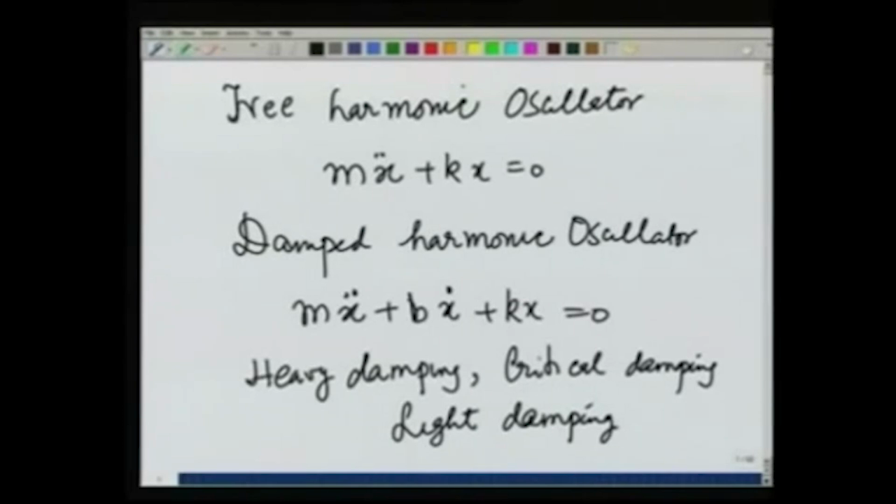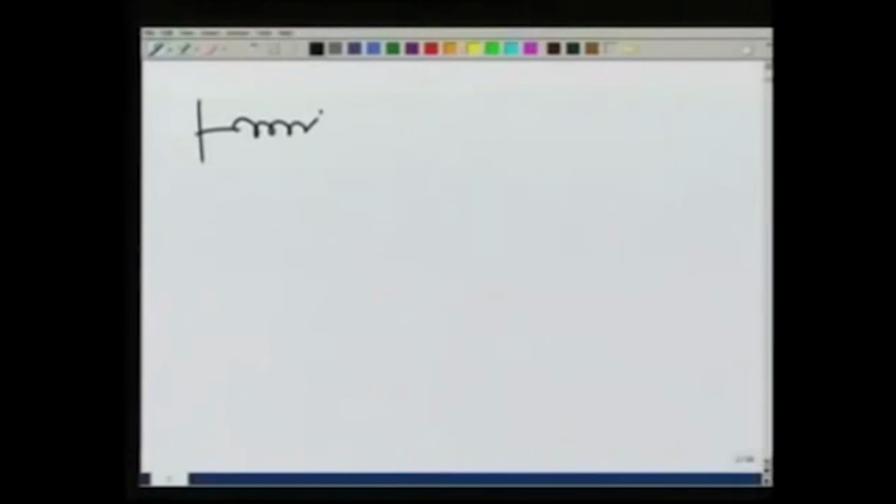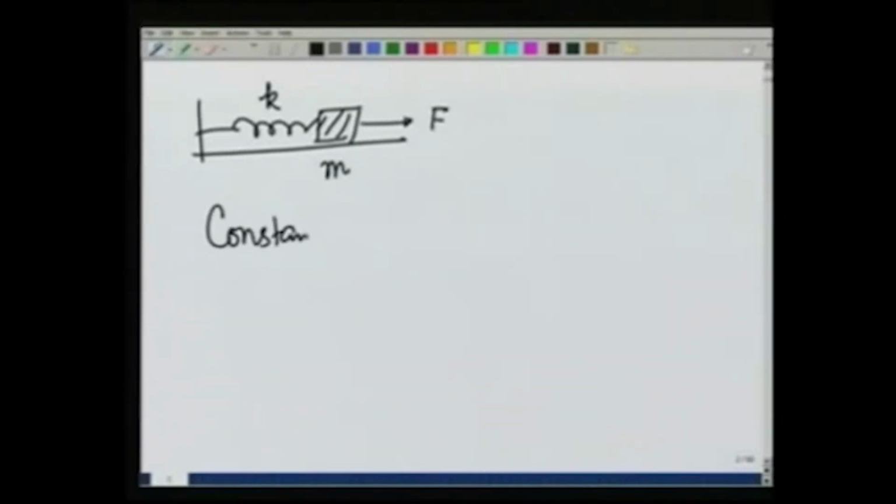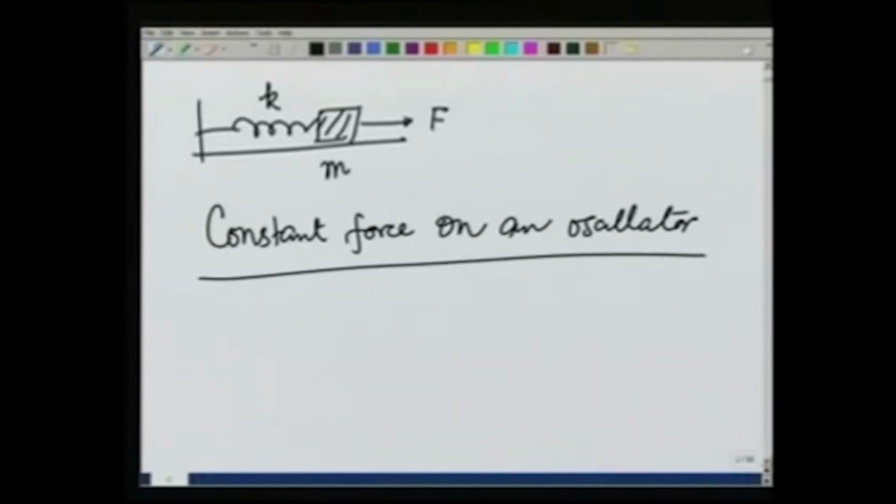In today's lecture, we are going to look at another aspect of an oscillator, and we are going to ask what happens if I apply a force on the oscillator in addition to it being subjected to a force by the spring and its mass being m. The simplest case is that of a constant force on an oscillator, and you already know the answer. In this case, all that happens is that the equilibrium point gets shifted.